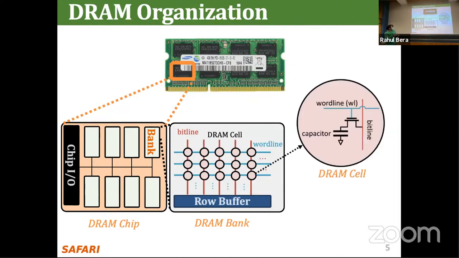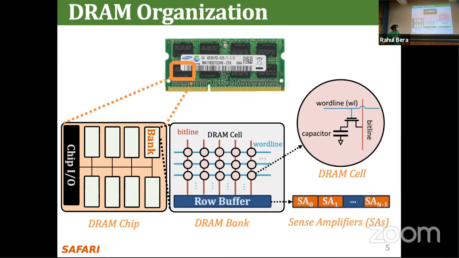And this is how a DRAM cell looks. It is composed of a capacitor that stores data in the form of charge and is connected to the bit line through an access transistor. And each bit line is connected to one sense amplifier in the row buffer that senses and amplifies the content of a DRAM cell.